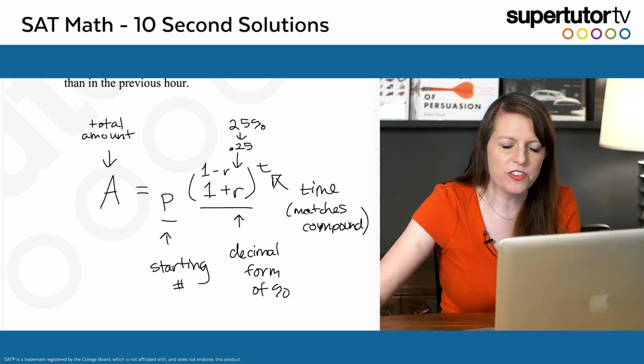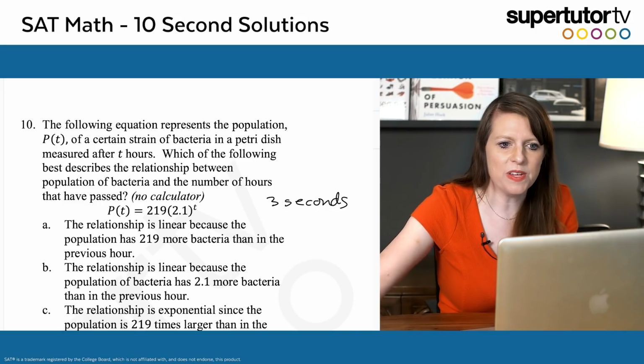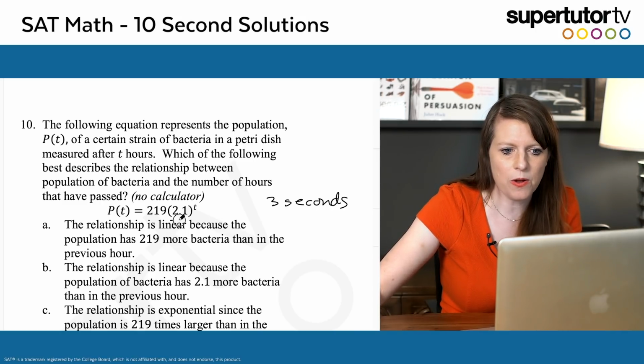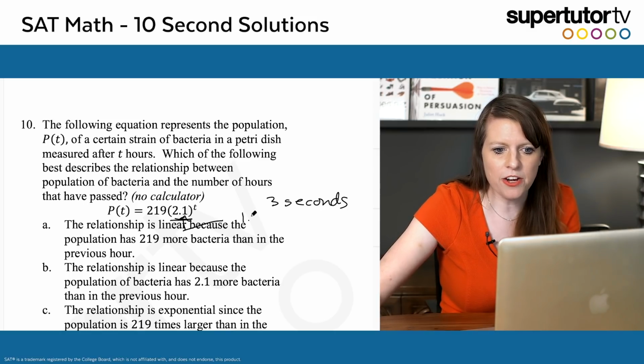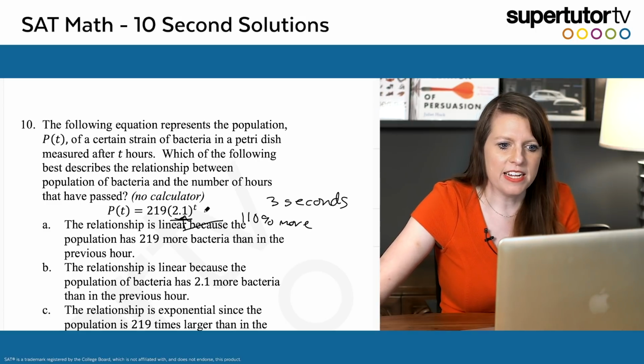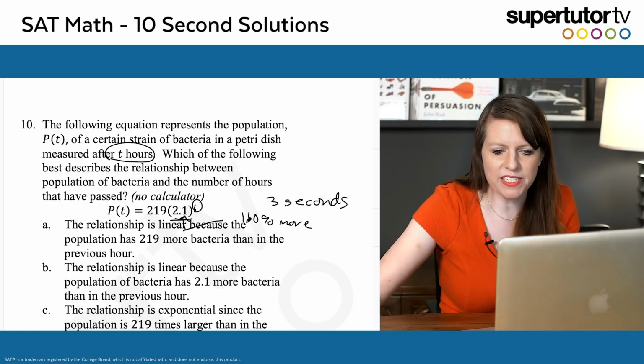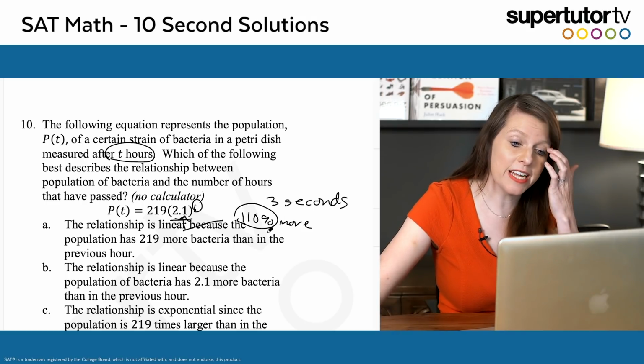So here's our equation. What this means is when I look at a problem like this and I see this, I instantly know what each of these pieces are. I instantly know this 2.1 is basically 110% more every t period. If t is in hours, this means every hour I increase 110% more.